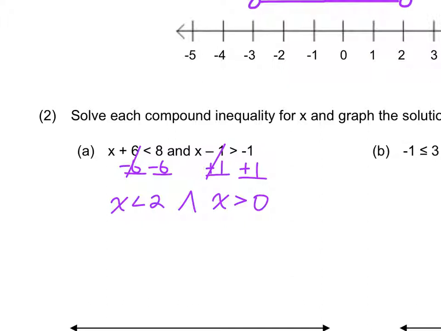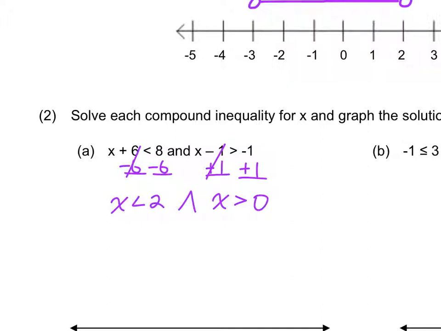Oh wait, so the upside down V means and? Yes. And then the regular V means or? Correct. And what people have said in the past has helped them is that that's almost an A, and and starts with an A. That's a Friday fun fact for you.